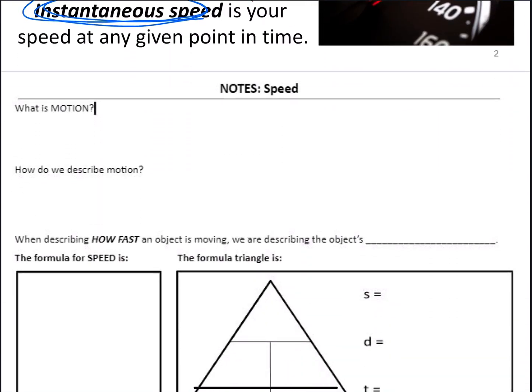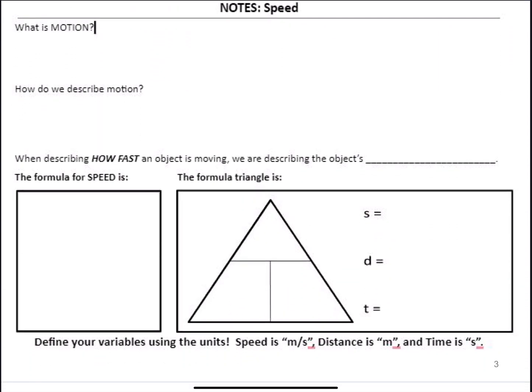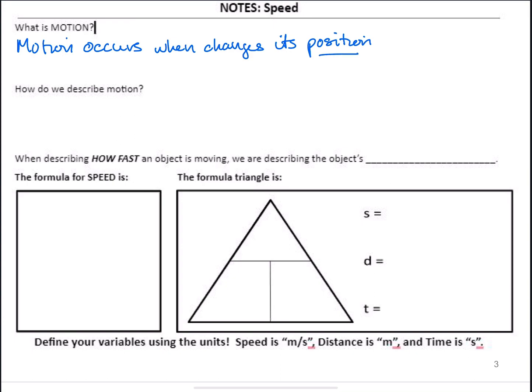All right, so let's list out some of this information. Let's start with what is motion. All right, so motion occurs when an object changes its position relative to a reference point. All right. And that term, reference point, is just a fancy way of saying if it's changed its position from where it was to start with. That's all.